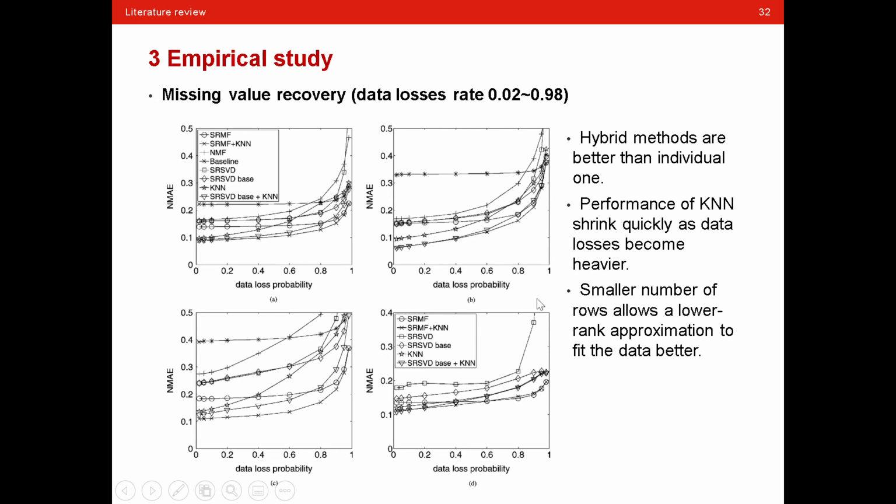And also they point out that a smaller number of rows allows a lower rank approximation to fit the data vector, because the major correlation comes from the temporal dimension, so when the number of rows becomes smaller, the recovery performance naturally becomes better.